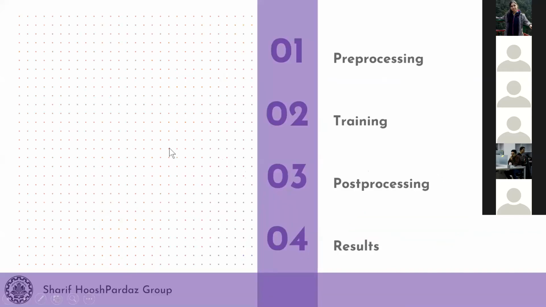Our method consists of three main parts. First, I'll start with preprocessing. Next, we'll move on to model selection and training. And finally, I'll talk about post-processing. So I will discuss these steps in detail, and in the end, I'll show you the score that we achieved and some of the results that we produced.